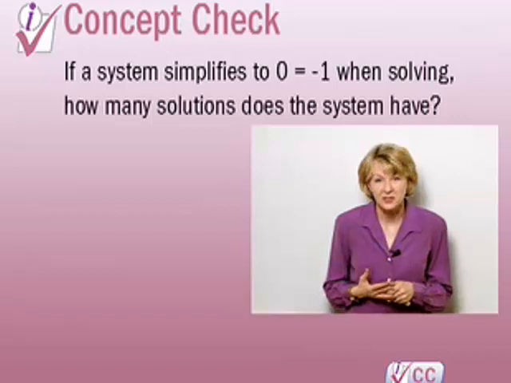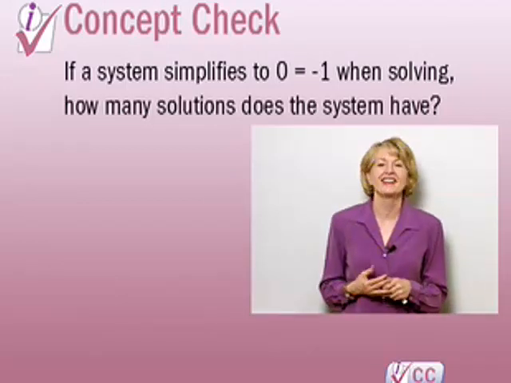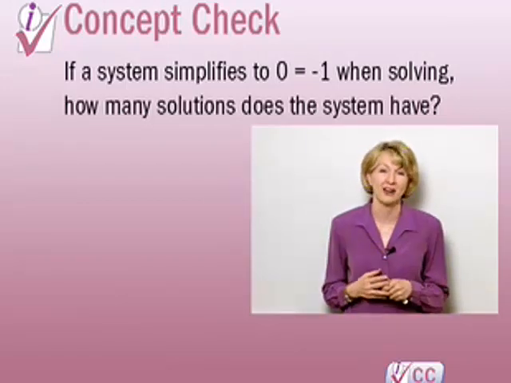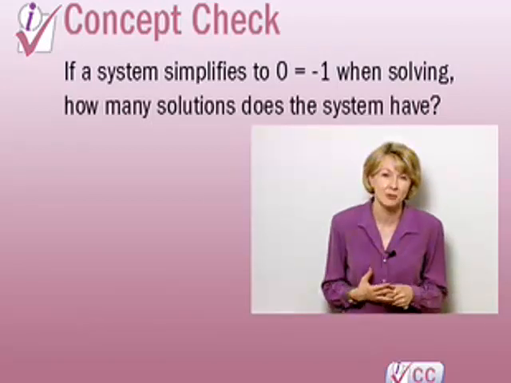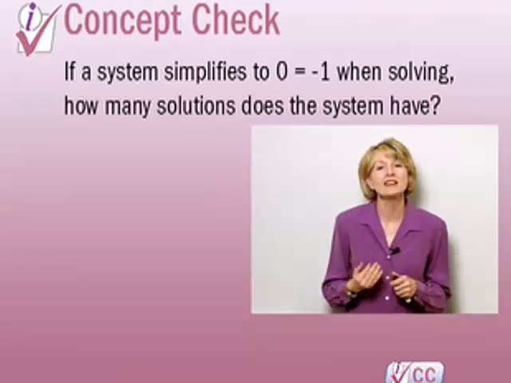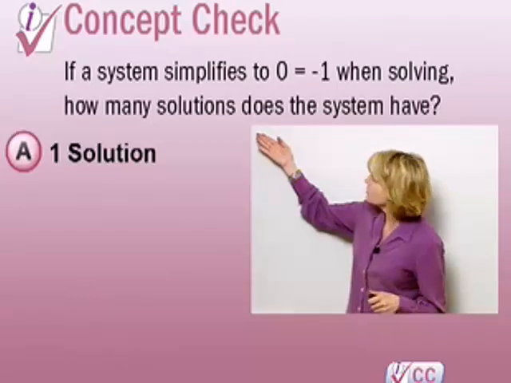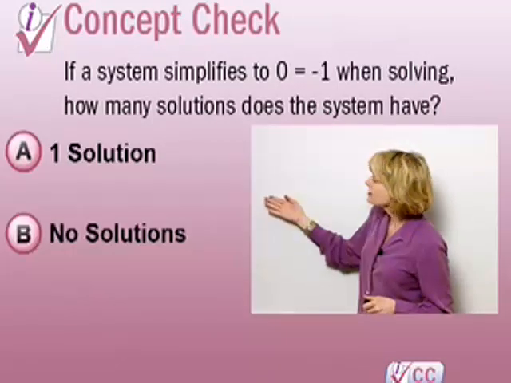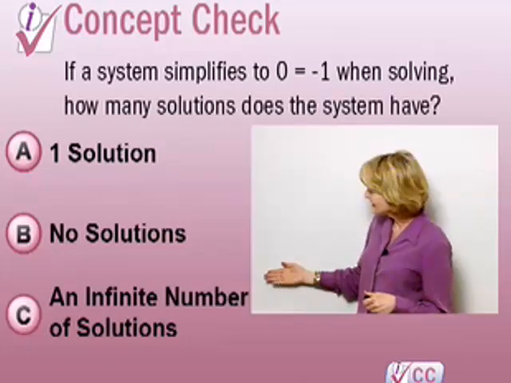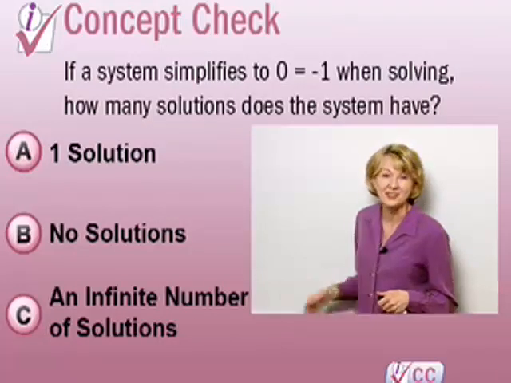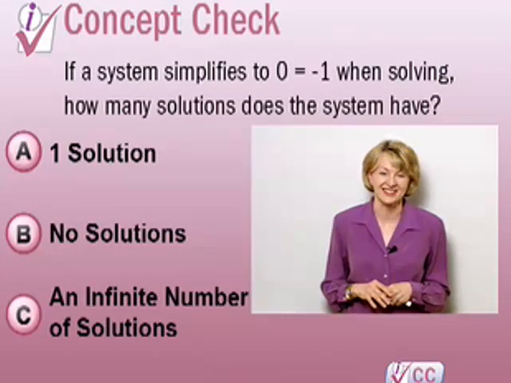We just reviewed the substitution method for solving a system of linear equations in two variables. Let's see how you are doing by answering the following question. If a system simplifies to 0 equals -1 when solving, how many solutions does the system have? Does the system have one solution? That's choice A. Does the system have no solution? That's choice B. Or choice C, does the system have an infinite number of solutions? The video will pause, take a moment, and then make your selection.